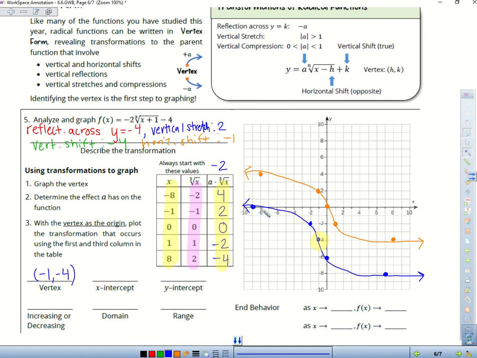What is my x-intercept? -9. What is my y-intercept? Good. -6.